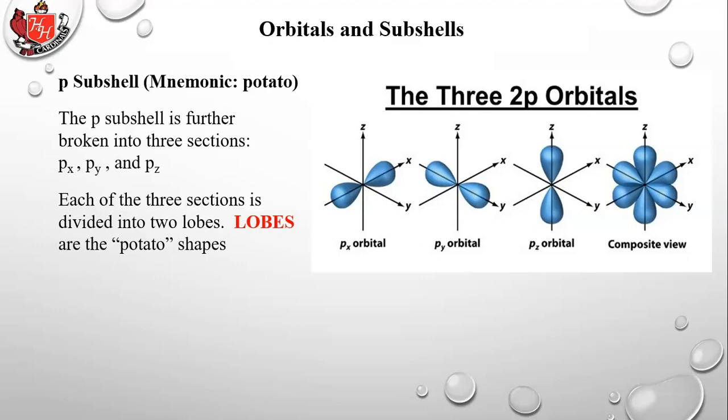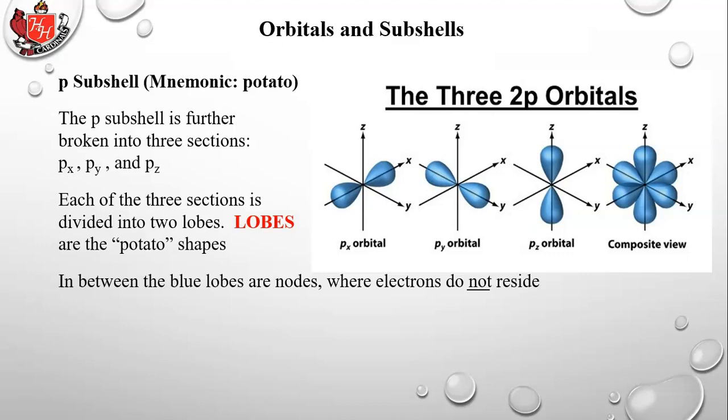So if an electron is in the PX subshell, it can be in either one of those lobes. There's no rule for why it would be on one side rather than the other. It can be in either one of those. If they're in the PY orbital, they can be in either one of the lobes that you see along the y-axis. And if they're in the PZ orbital, they can be in either of the lobes that you see along the z-axis. When you put them all together, you can see how they expand each way on each axis.